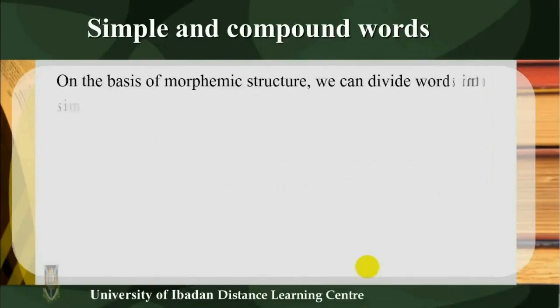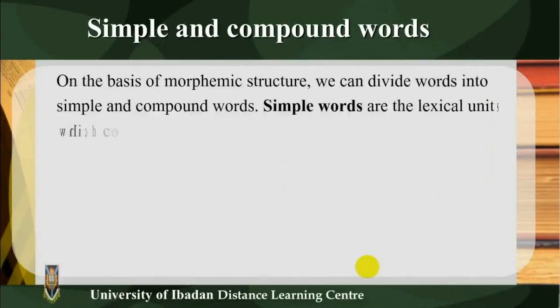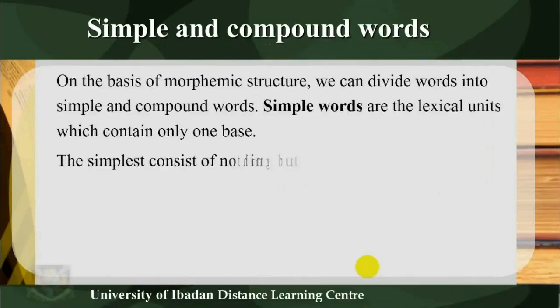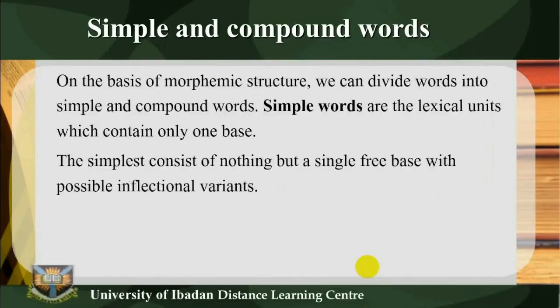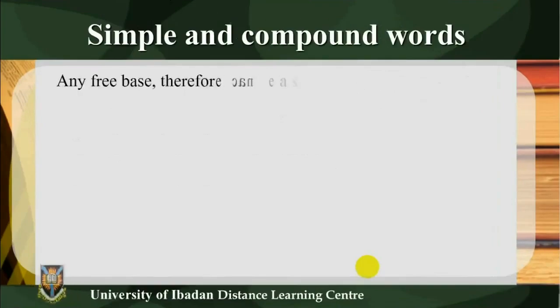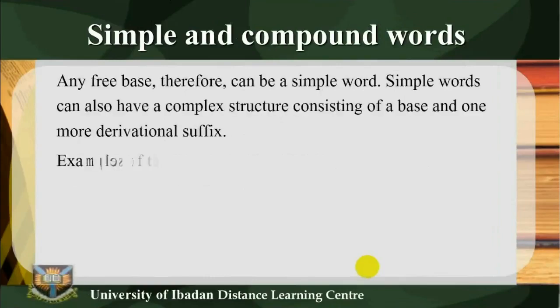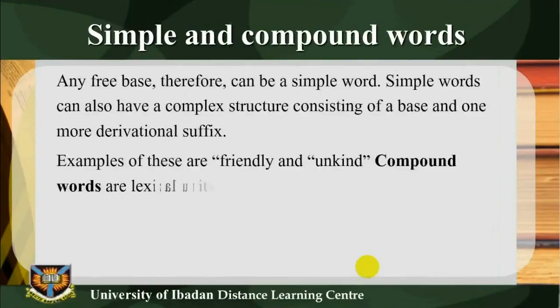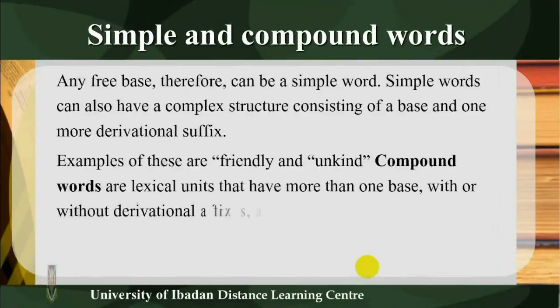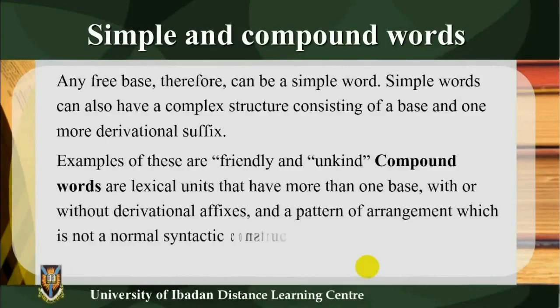Simple and compound words. On the basis of morphemic structure, we can divide words into simple and compound words. Simple words are the lexical units which contain only one base. The simplest consists of nothing but a single free base with possible inflectional variants. Any free base, therefore, can be a simple word. Simple words can also have a complex structure consisting of a base and one or more derivational suffixes. Examples of this are friendly and unkind.